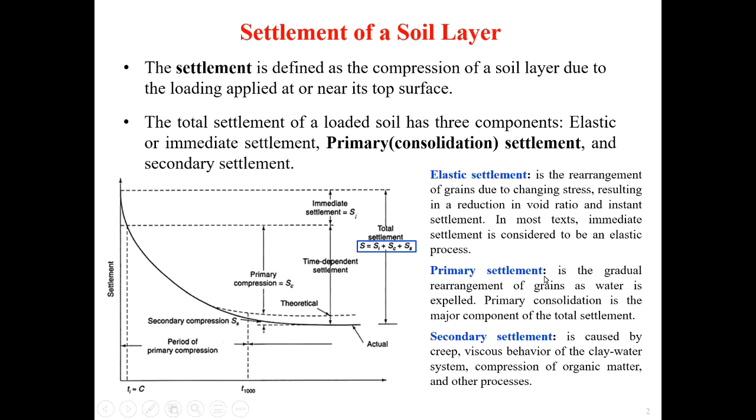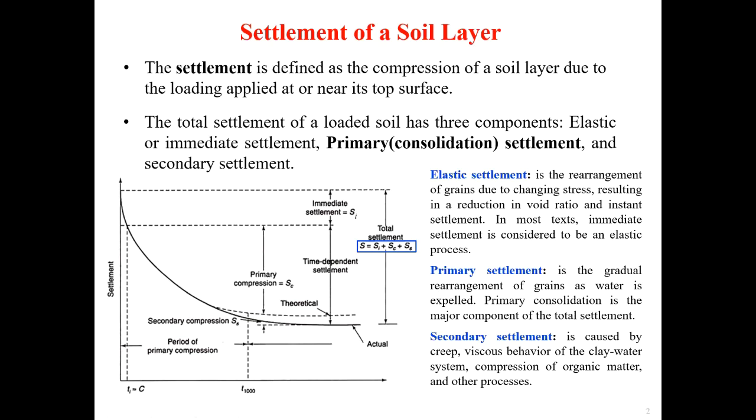Now the second type of settlement has more to do with the void ratio of the soil, and this is what we call primary settlement. This is the most important part of the total settlement calculation. Imagine if I had a sponge filled with water. All the water is sitting in the void space inside that sponge. If we compress it, it has to push some of the water out.